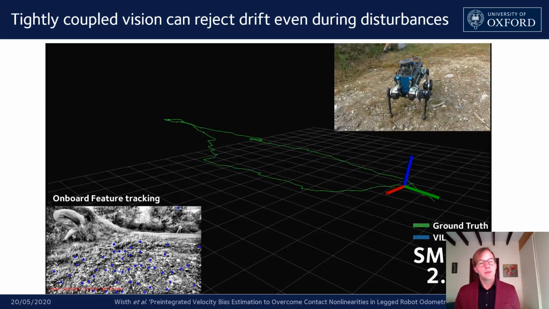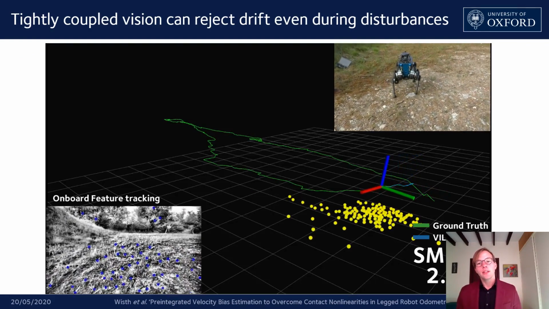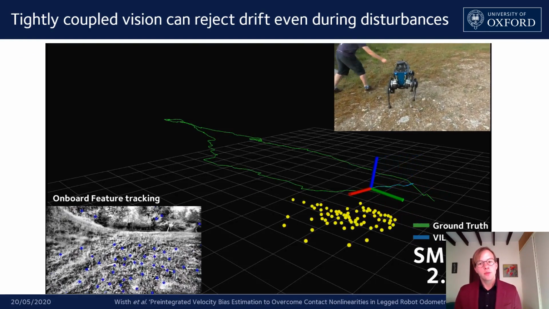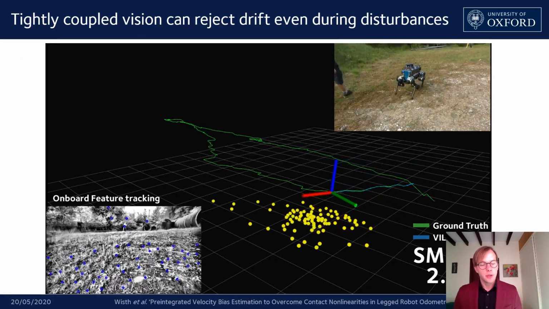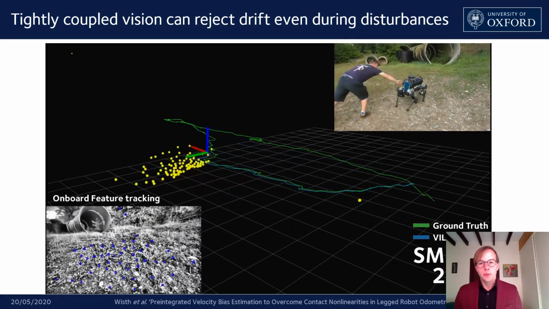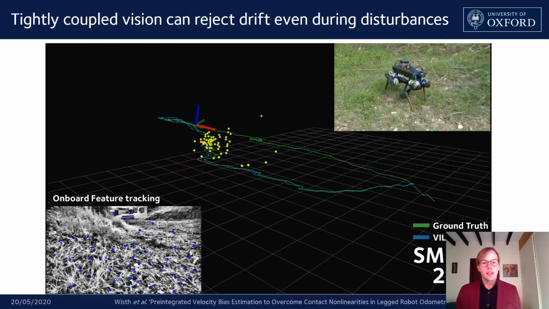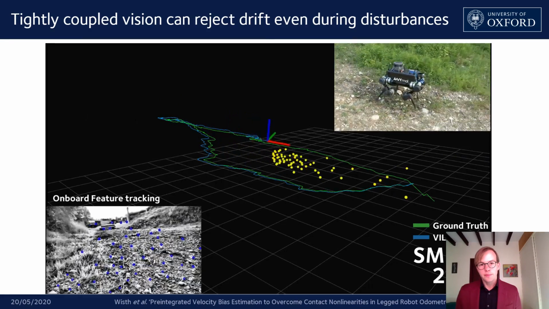An additional benefit of tightly coupling vision and leg odometry happens when leg odometry is compromised, such as when we apply external disturbances to the robot. In this case, even though the performance of the leg odometry is decreased, we can still robustly track the ground truth trajectory.